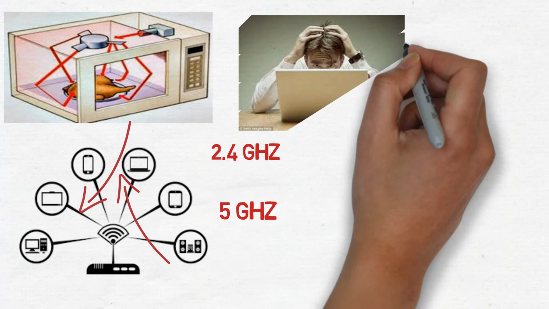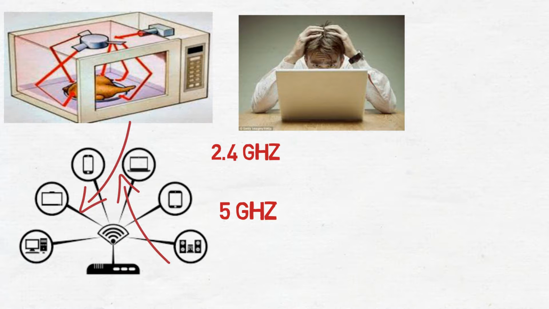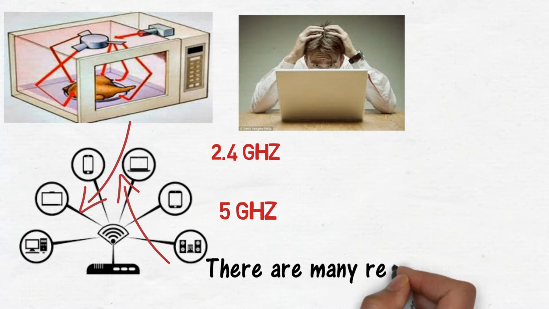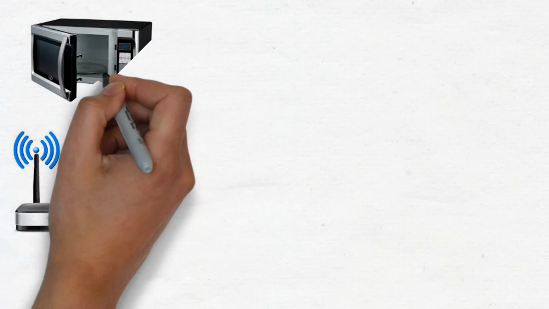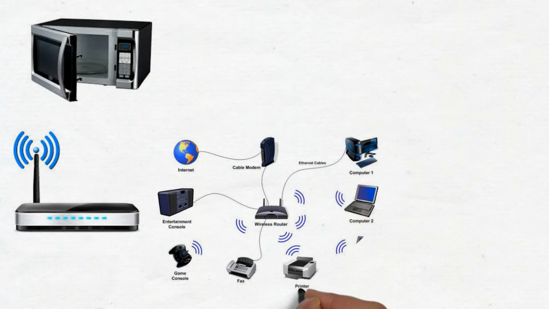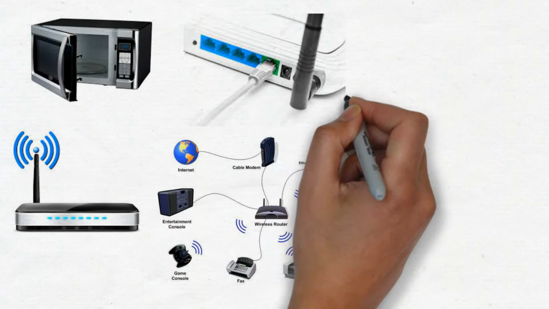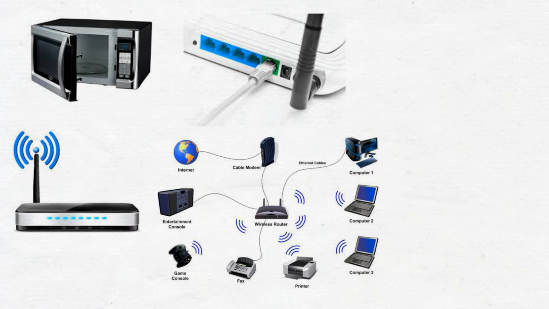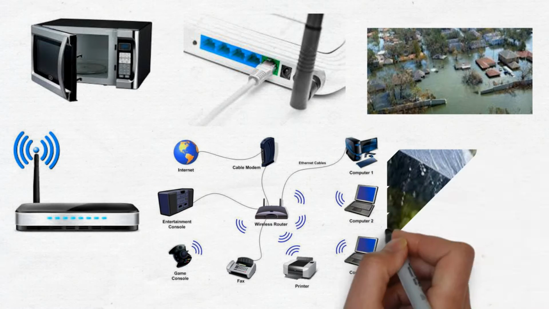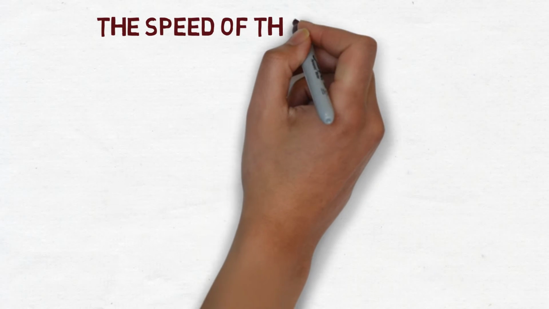You might sometimes notice that your Wi-Fi connection has become slow. Well, there are many reasons for that. The radio waves sent by microwaves and also from other Wi-Fi connections can interfere. Or the data sent from the server via the Ethernet cables may become slow because of floods, rains or other problems. Now, let's talk about the speed of the connection.